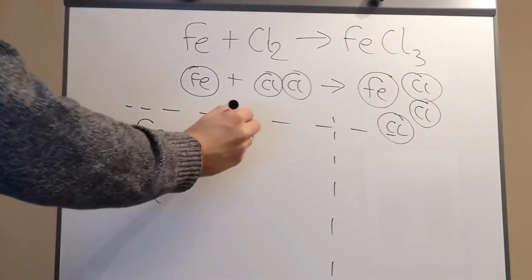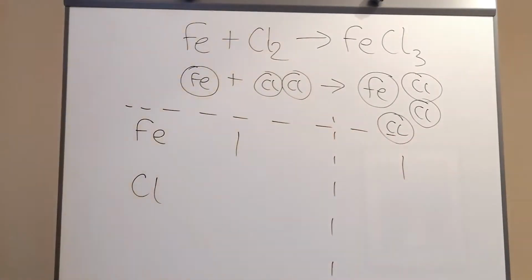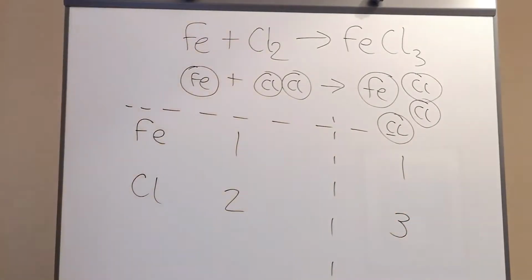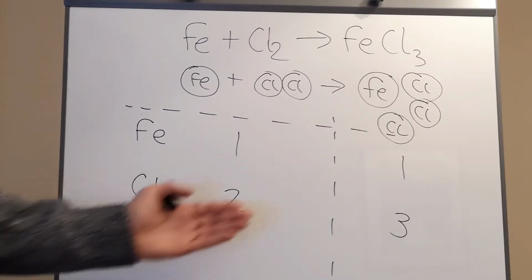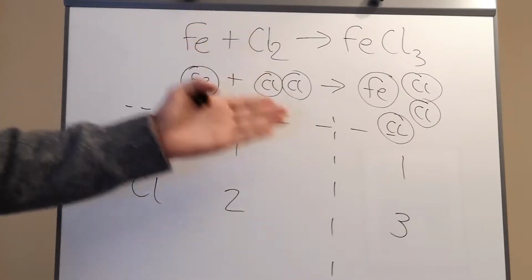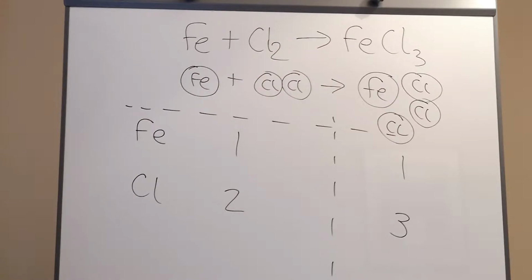On the left hand side we have one iron, and on the right we also have one iron. However, on the left for chlorine there are two, and on the right there are three. To make this balanced, we need to have the same number of chlorines on the left as we do on the right. We have to times both of these numbers by different values to have the same value of chlorine on both sides. If I times this value of chlorine by 3 and this value of chlorine by 2, I will satisfy my need for the same number of chlorines as I have on both sides.